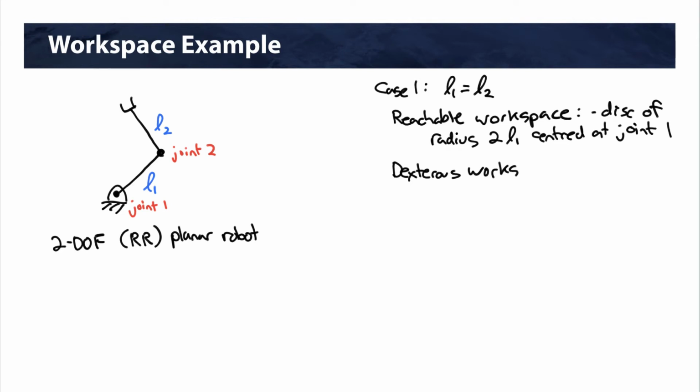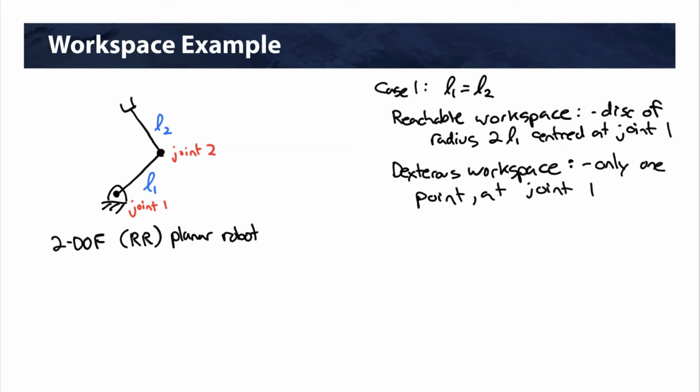Now let's look at what the dexterous workspace would be. And now remember, the definition of dexterous workspace would be any position where we can achieve any orientation of the end effector. For this case, our dexterous workspace is actually only a single point. So it's only 1 point, and that point is at joint 1.